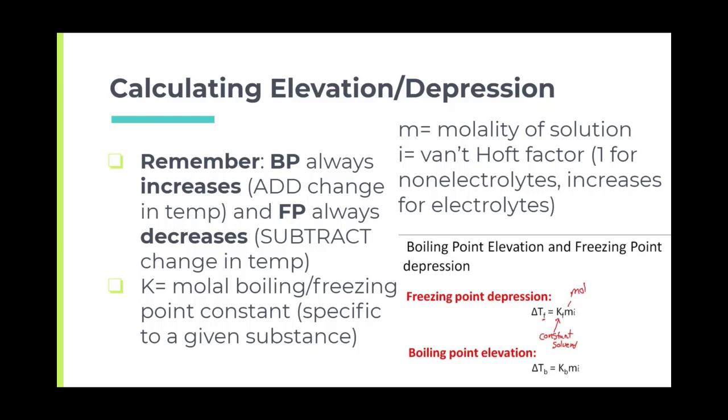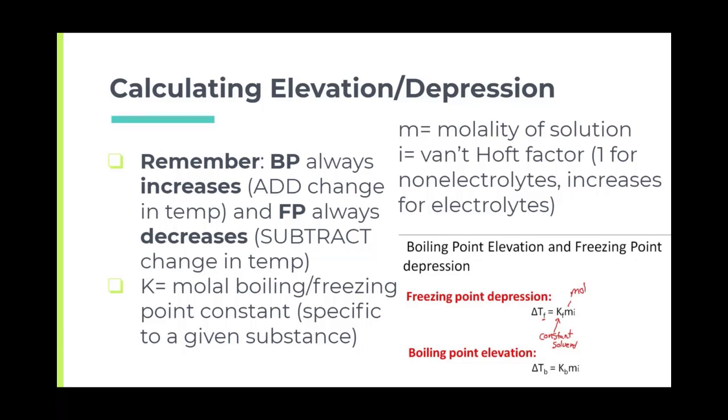This is 1 for non-electrolytes. And by non-electrolyte, I mean something that is not an ionic compound. It is just all covalent bonds, and so it will not dissociate once put in a solution. And so that's why we say that the Van't Hoff factor for a non-electrolyte is 1, because after we add it to the solution, it's still in 1 part.